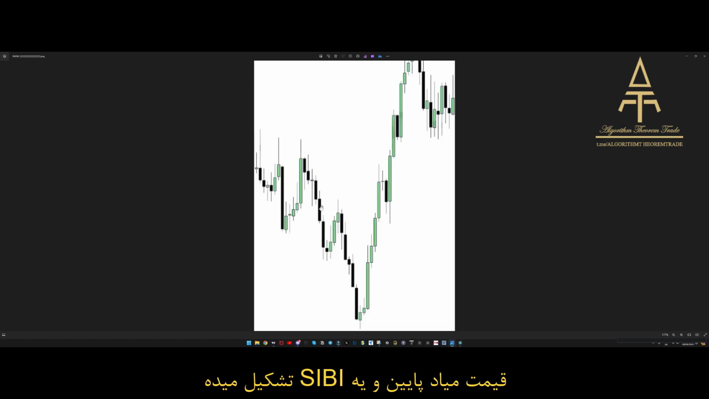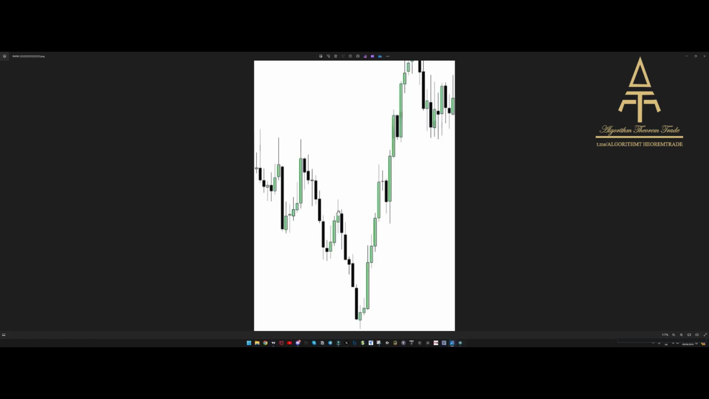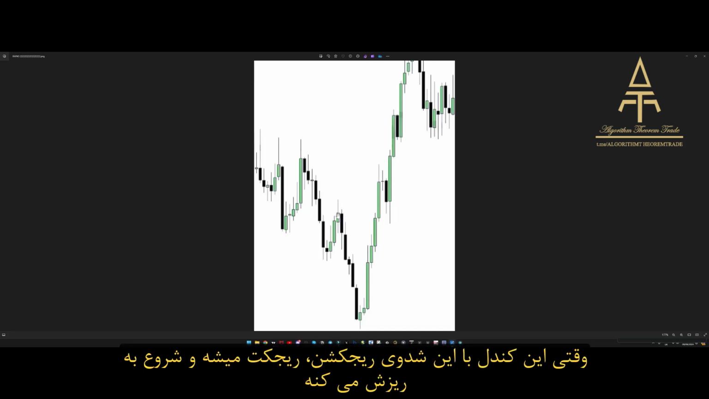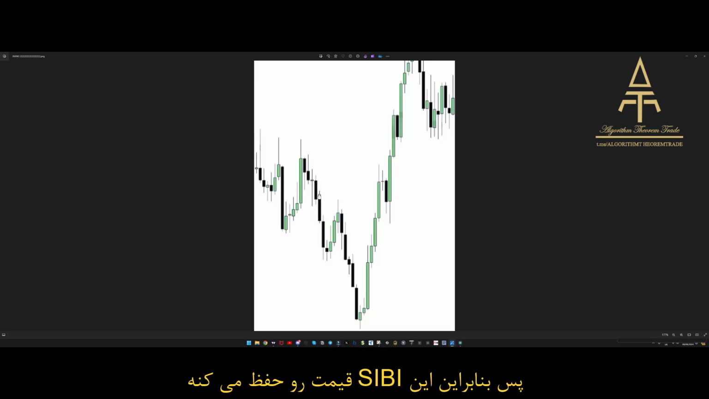Price comes down, makes the SIBI, okay? Retests the SIBI, right? Now, when this SIBI holds, we are proving that we are bearish. Okay? Listen carefully. When this candle rejects with this rejection wick and starts to fall away, price starts to fall away, we've proven that this level is holding because we're in a sell program. So therefore, the SIBI is going to hold price. Okay?